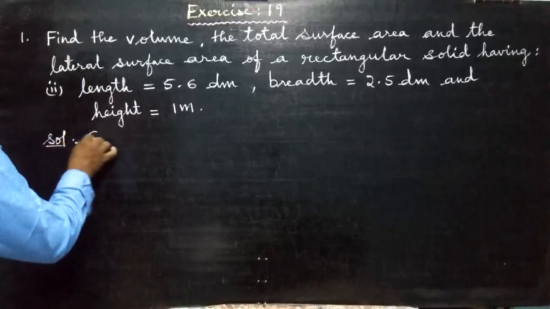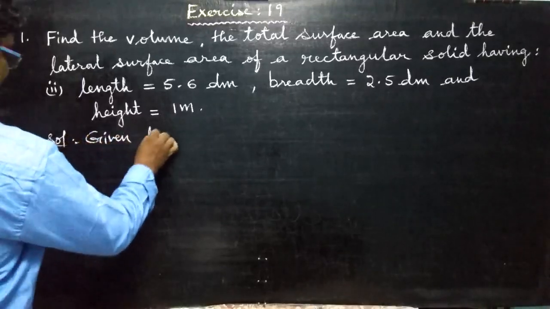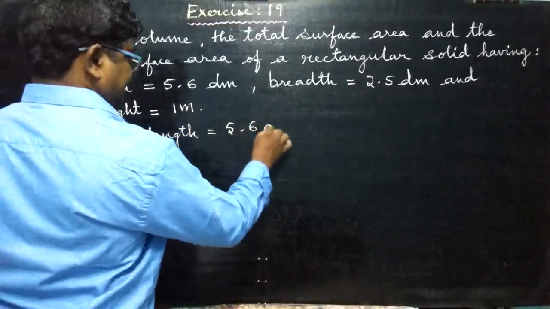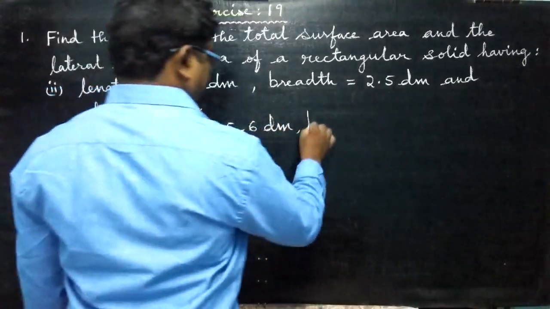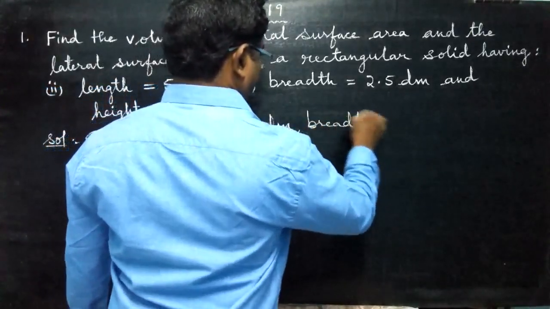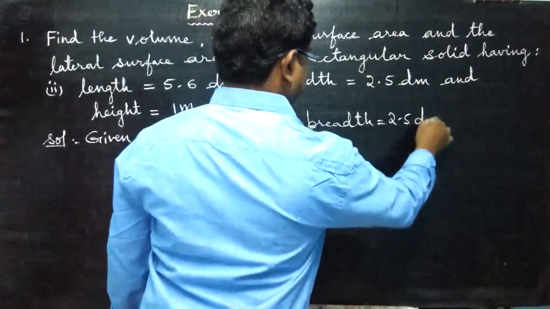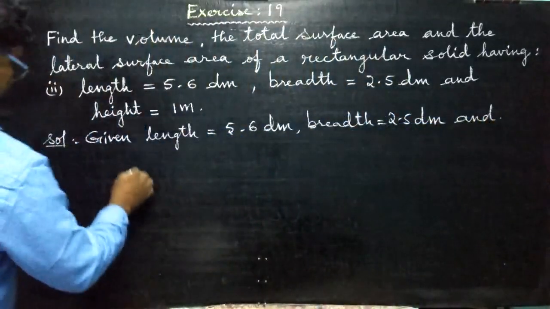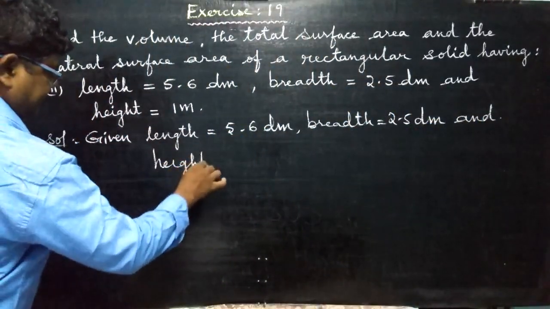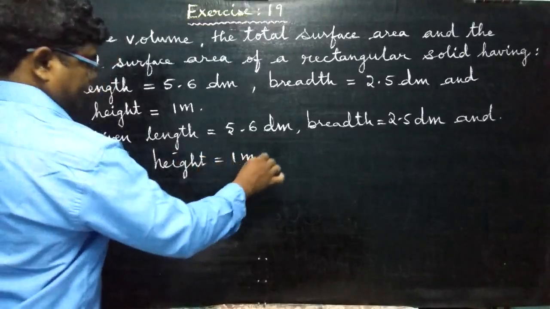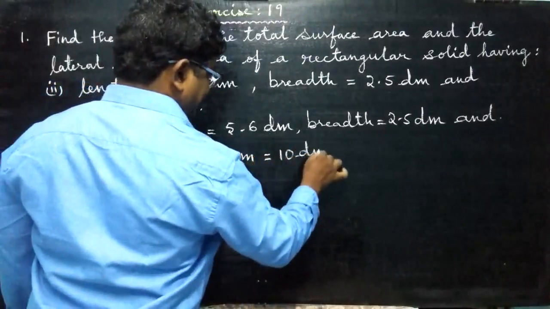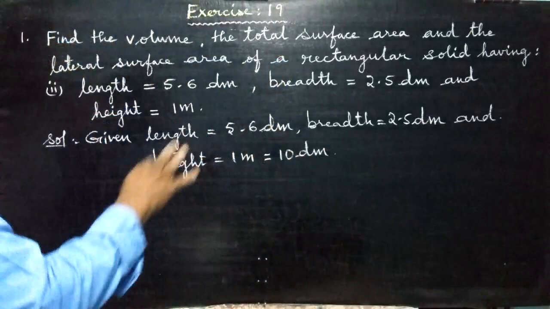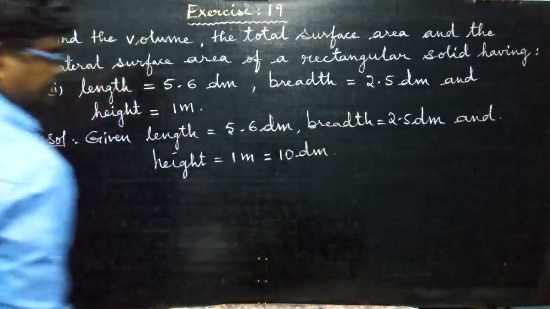So we will write the solution. Given: length is equal to 5.6 decimeter, breadth is 2.5 decimeter, and height is 1 meter. 1 meter is equal to 10 decimeters. So 10 decimeters. Everything is in the same units, decimeters.